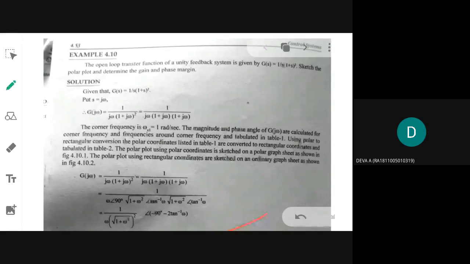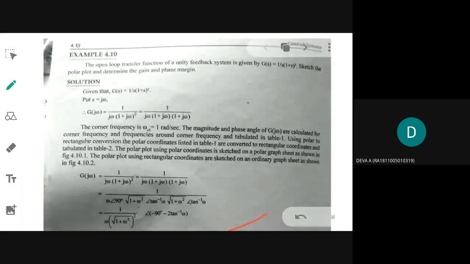So what do you need to do? What have you learned from the question? They have given you G of s. Is it open loop transfer function or CLTF? First you find G of j omega. Then you have to draw the polar plot. Then you need to find out what value? They have asked you to determine gain margin and phase margin in the problem.